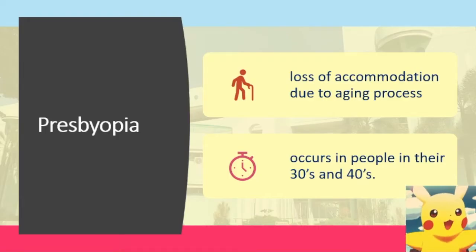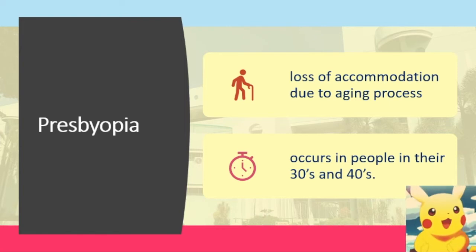Okay, now you have the term presbyopia. Presbyopia is usually associated with the loss of accommodation due to the aging process. When I say aging, this might not really mean that we are talking about 60 and above, but your presbyopia could start to occur in people in their 30s and 40s. Oftentimes, we stereotypically call your presbyopia as old sight.